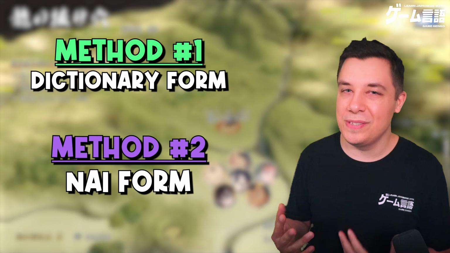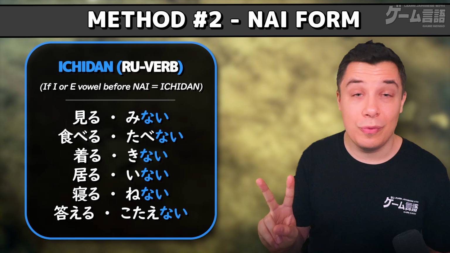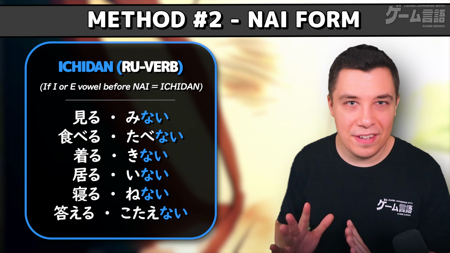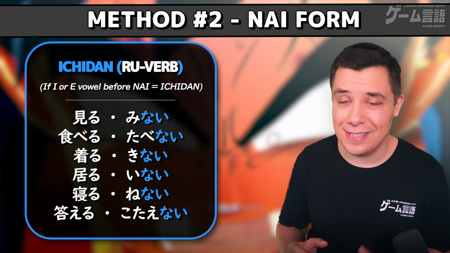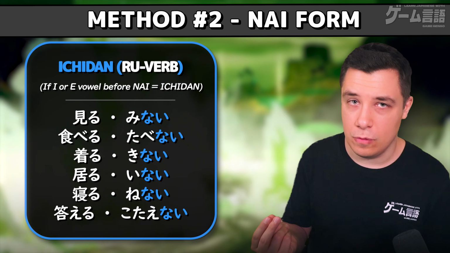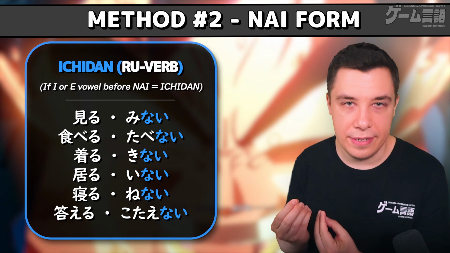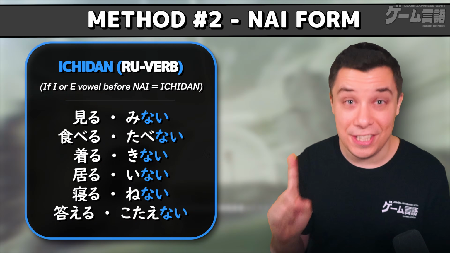And so this is where using method number 2 can help you out. Method number 2 revolves around the nai form of a verb, the negative form. And this method has 100% accuracy. All you need to know is that if a verb in the nai form has an i or an e sound before nai, then it is always 100% of the time an Ichidan verb.